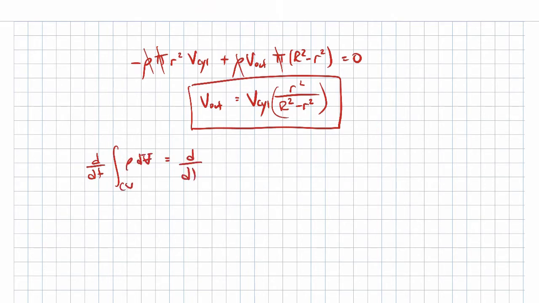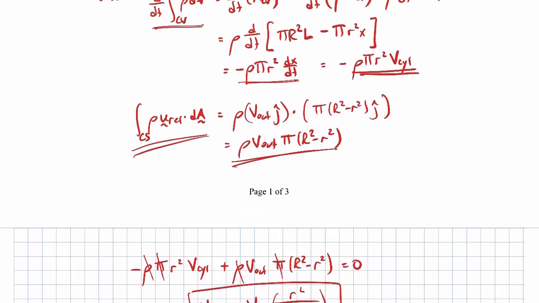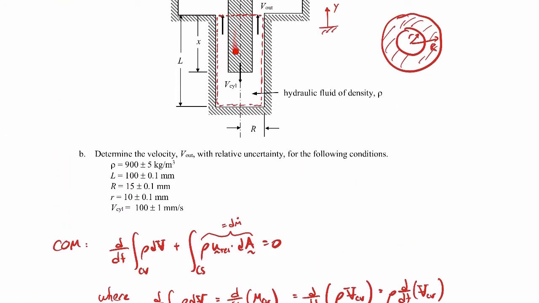So we just said that that's like a d/dt of mass inside the control volume. So the mass inside the control volume will include the mass of the hydraulic fluid. That'll be the hydraulic fluid's density, I'll just call it rho, times how much of that volume is hydraulic fluid. So that'll be pi capital R squared times L, that's the volume of the outer cylinder, minus pi little r squared times x. That's the volume of the inner cylinder. And so that's just the volume of the hydraulic fluid.